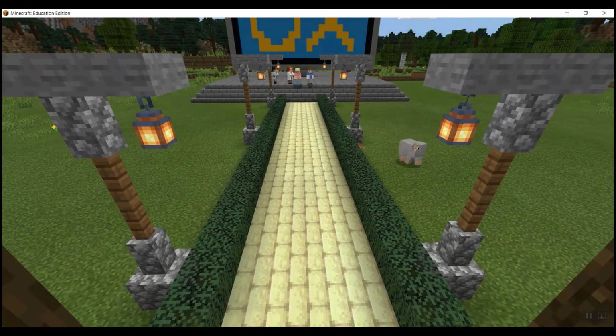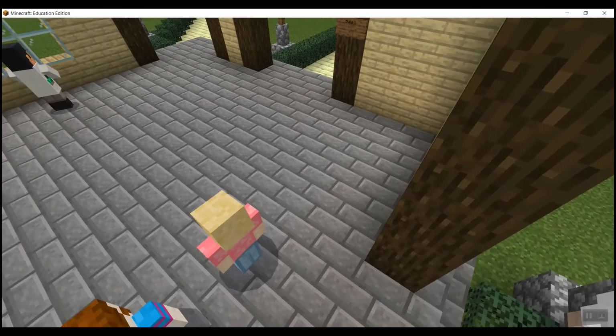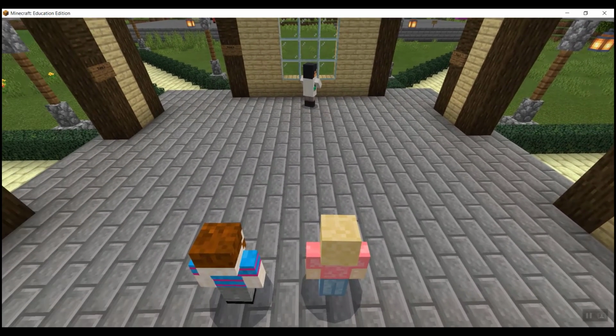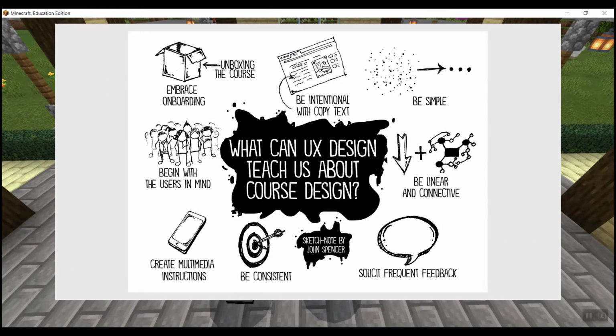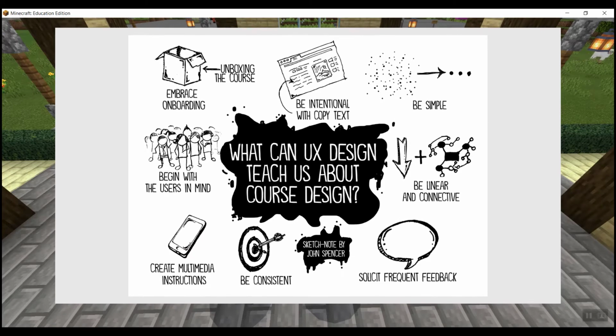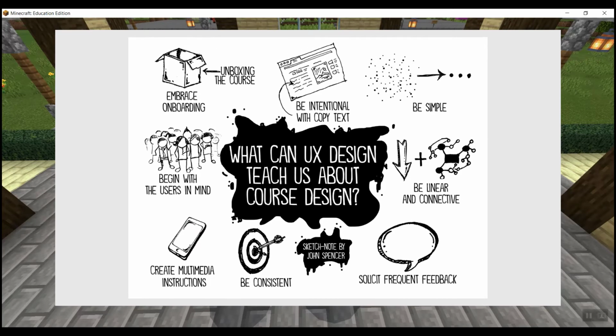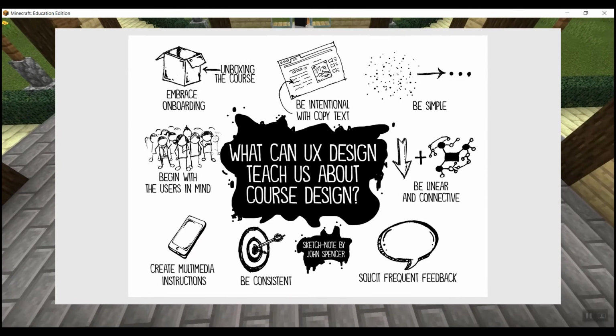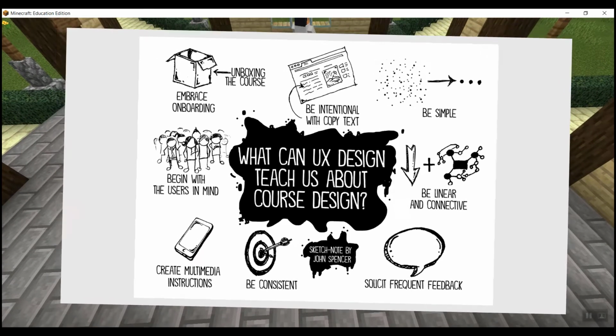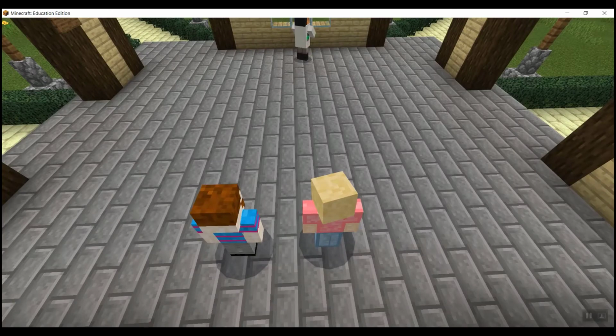So what were the main components of UX design again? Do you think we implemented most of them in our course by the end? One thing was to embrace onboarding. We did that with the Microsoft tutorials in the pre-module. Next was to begin with students in mind. We did that by using surveys to ask students' comfort levels with Minecraft and by gathering their prior knowledge using Padlet. Next was to be linear, but connective and keep the course easy to navigate. Consistency was also a part of it, which we did by keeping the style of our lessons and templates the same. Last was frequent feedback, which we could probably have improved on by asking students for more feedback on the course design and the use of Teams in Class Notebook.